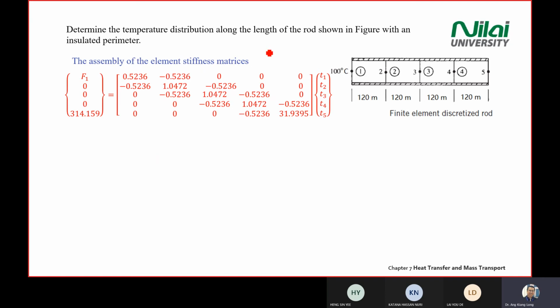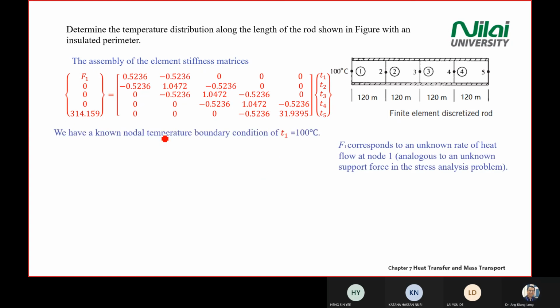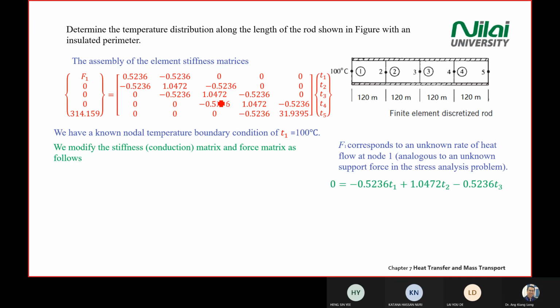So the temperature of point 1 is given. So temperature T1 in the matrix, you know. So we try to modify the matrix equation here. So since we know the temperature of T1, we make full use of the equation that we know. So we know T1 equal to 100 degrees C. We modify the matrix accordingly. So these are the other steps.